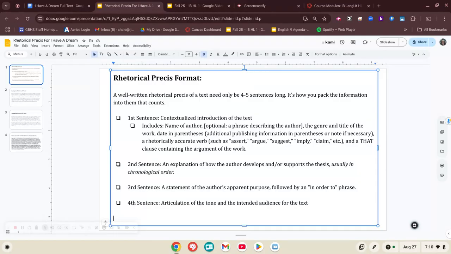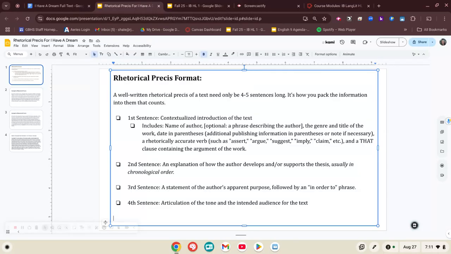If we're thinking about additional information that you might want to add about the event itself, you could add that he delivered the speech at the March on Washington, at the Lincoln Memorial. Those are things that you're welcome to add, but not necessarily required to. The second part of that first sentence is your articulation of the argument of the work. So if we're writing this about the whole speech, it would be the overall argument, but since you're writing it about your section, it'll be the argument of that particular section. And it should, of course, use a rhetorically accurate verb. There are some listed here for your reference.